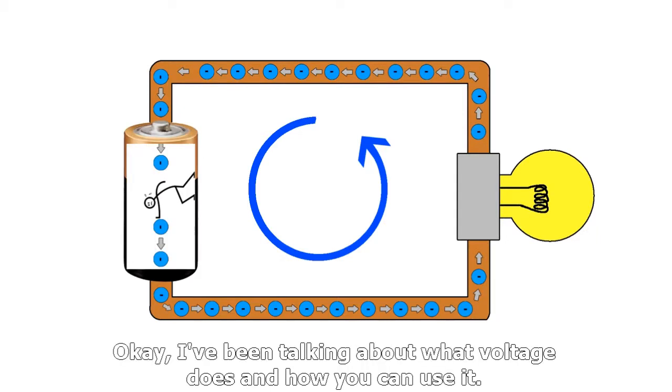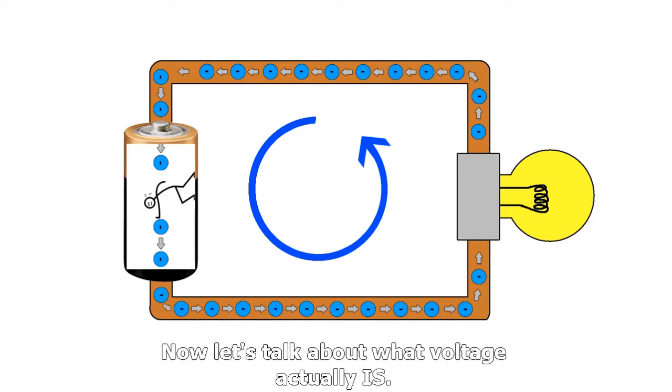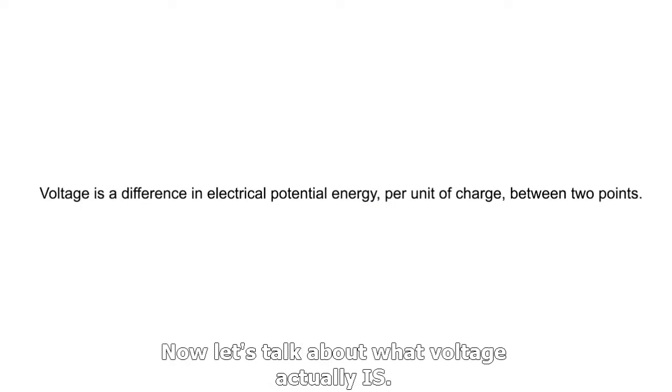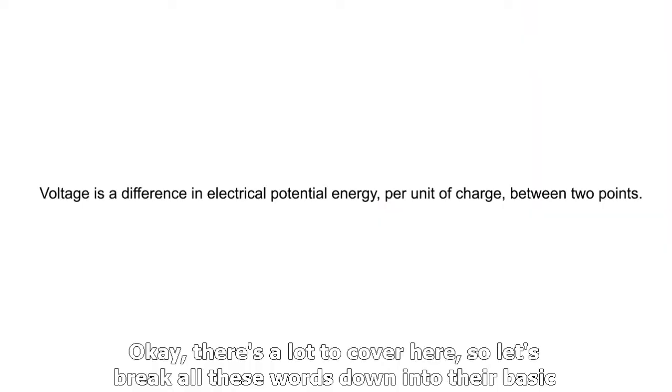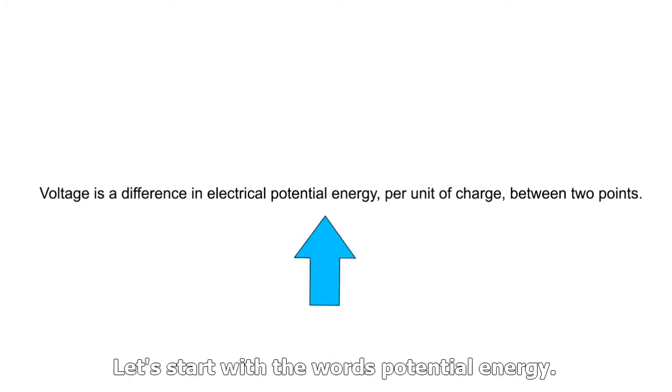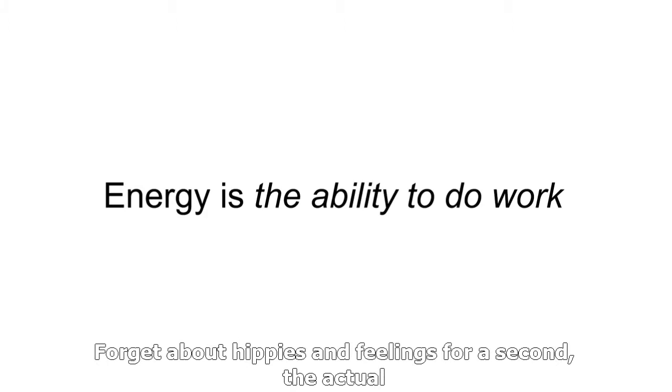Okay, I've been talking about what voltage does and how you can use it. Now let's talk about what voltage actually is. Voltage is a difference in electrical potential energy per unit of charge between 2 points. What? Okay, there's a lot to cover here, so let's break all these words down into their basic definitions. Let's start out with the words potential energy. Forget about hippies and feelings for a second.